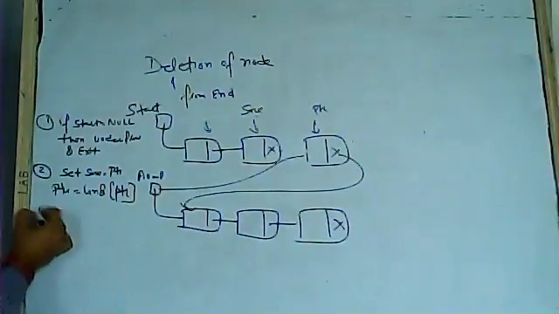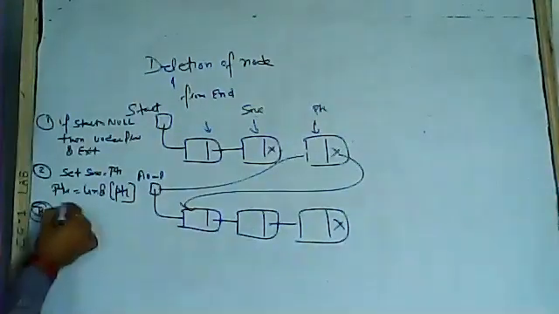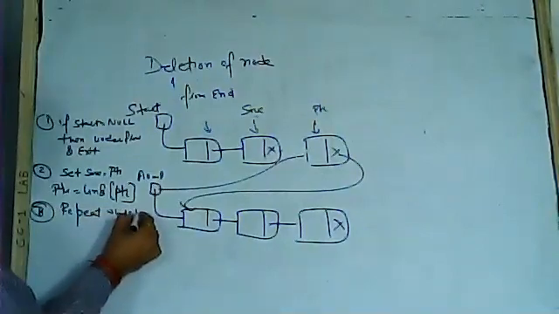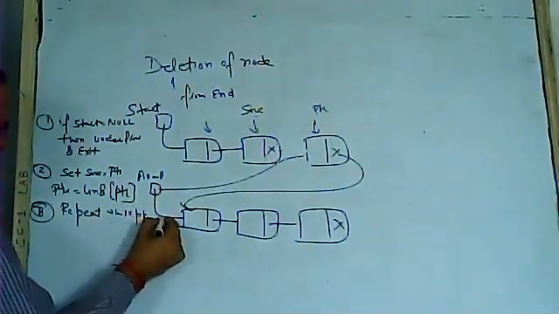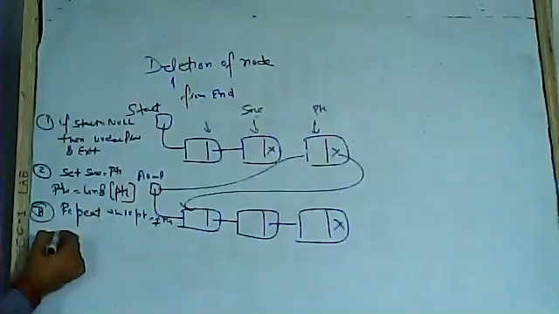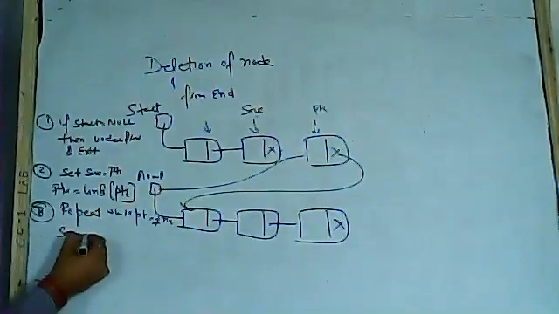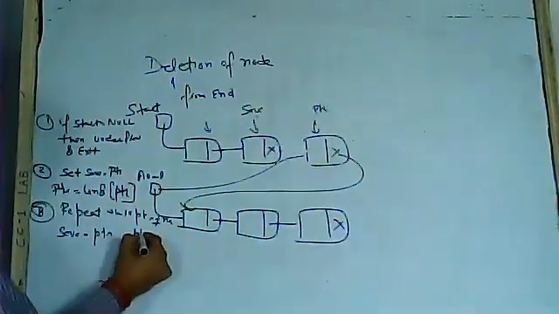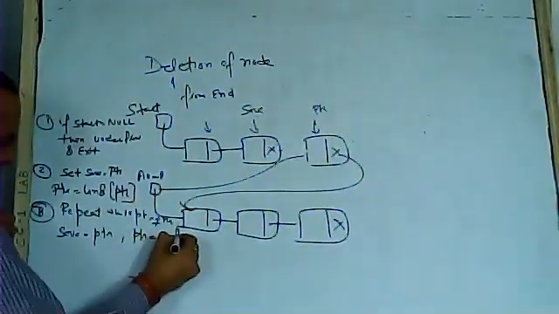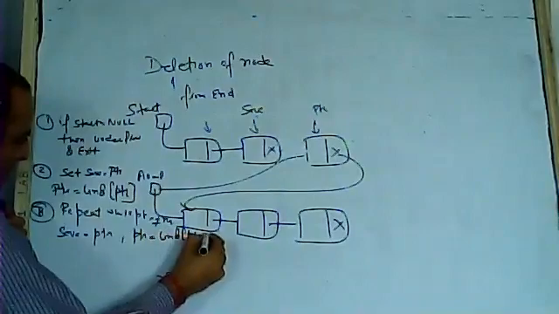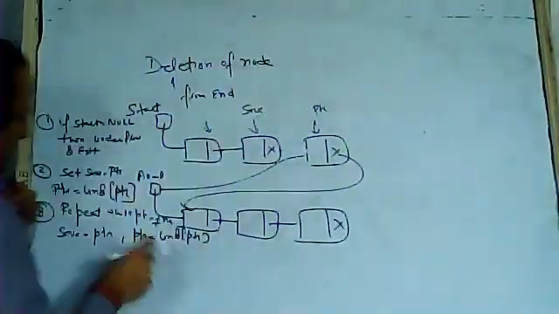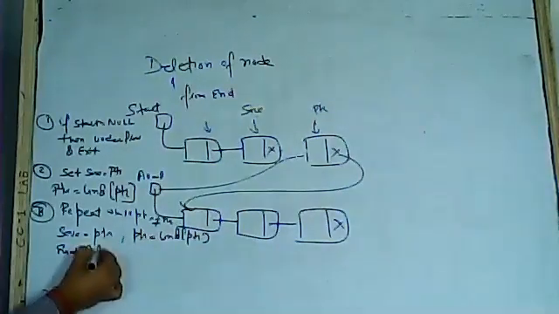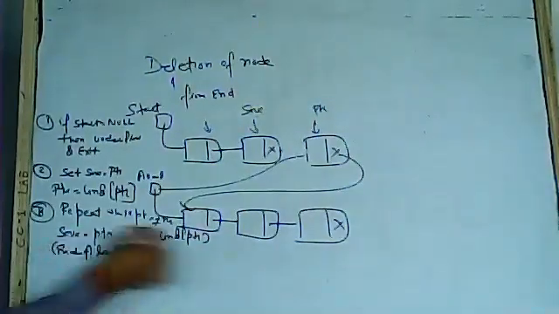Now the third step: repeat while pointer is not equal to null. Until null comes, we keep putting the pointer into save and set pointer is equal to link of pointer. The pointer keeps progressing and save keeps following behind. End of loop. Now what will be the result of this loop?